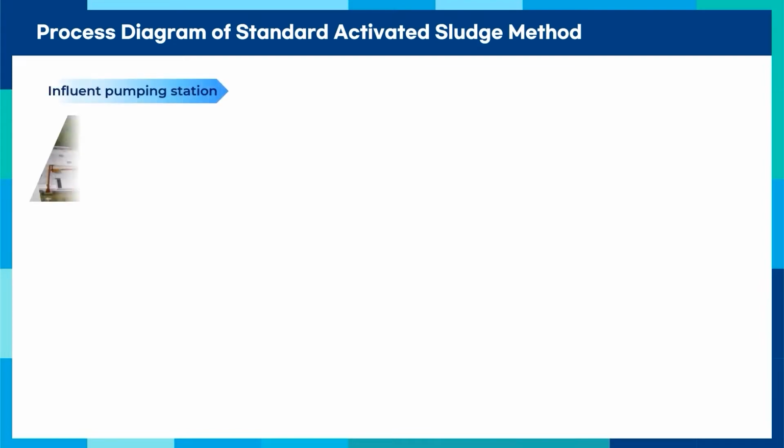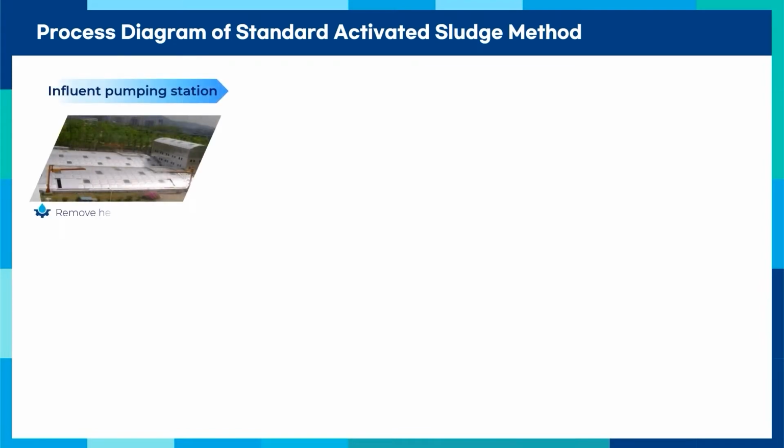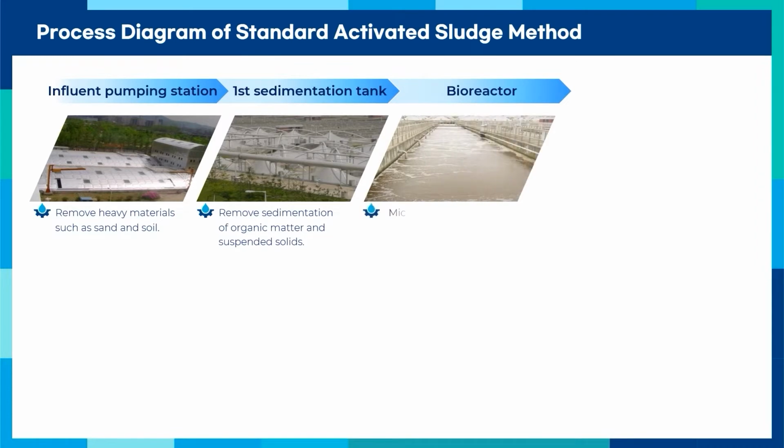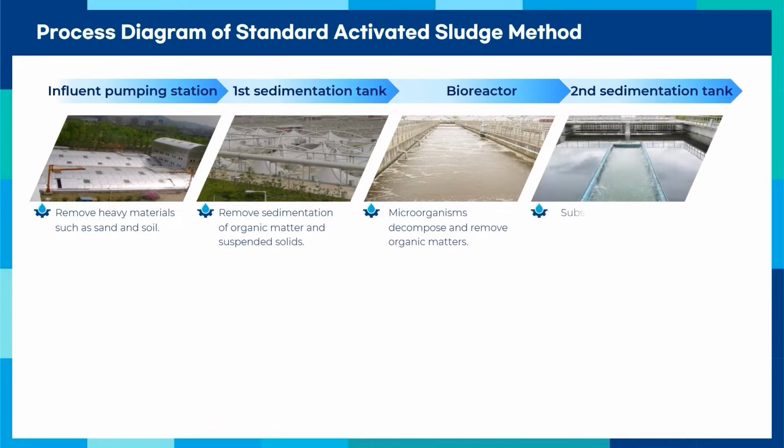First, relatively heavy particles like sand and earth are removed by an inflow pump and grit chamber, and organic material and suspended solids are removed in a primary sedimentation tank. Microbes and organic material are consumed and disintegrated in a bioreactor, and the microbes which consume organic material are settled, after which the upper layer of clear water is discharged into a secondary sedimentation chamber.